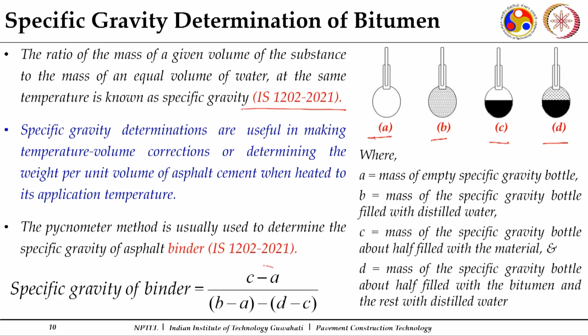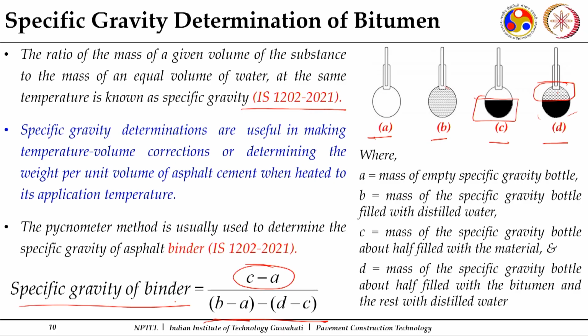So, what is required? I need to know first the weight of the bitumen, which is C minus A, because here it is half filled and this is the empty bottle. Then I need to work out the volume of this bitumen. So, what I am doing here is B minus A is giving me the weight of the water which is there in this particular pycnometer. This is your B minus A. From this water I will subtract out D minus C, so that will give me this water. So, from this total water, if I subtract out this water, I will get the volume which corresponds to my bitumen sample, and this is what comes in the denominator. So, you get the specific gravity of binder.